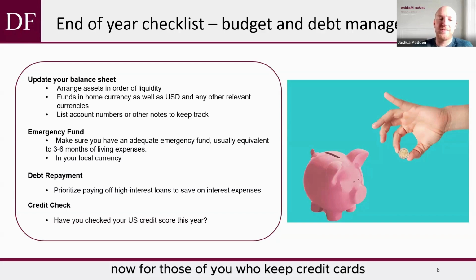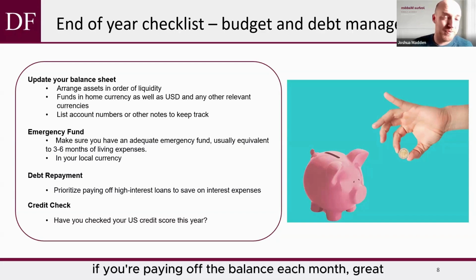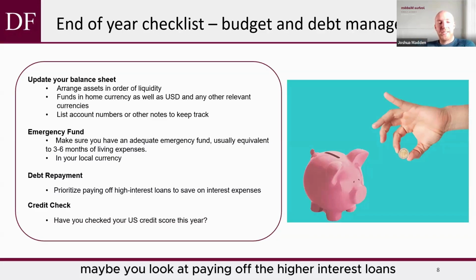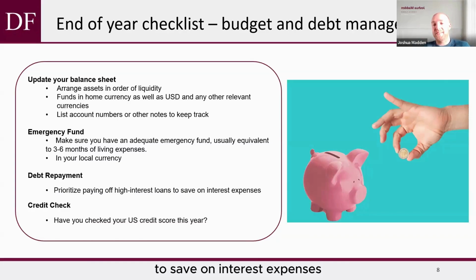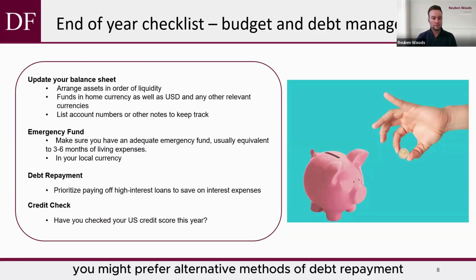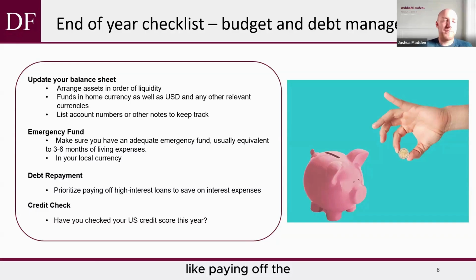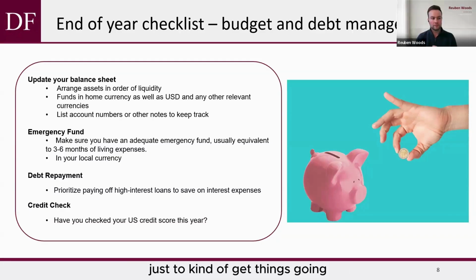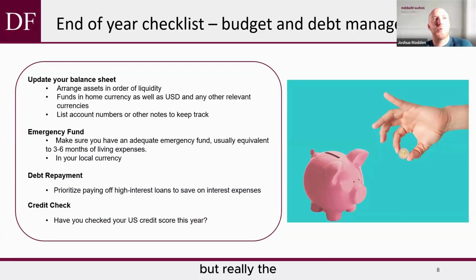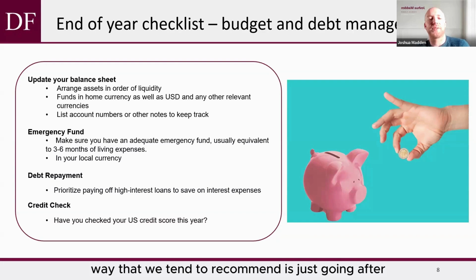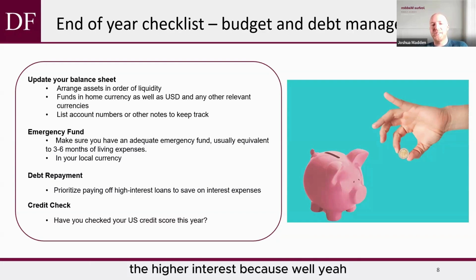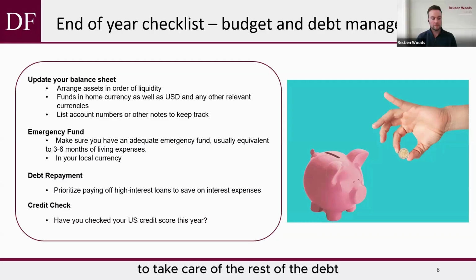Now, for those of you who keep credit cards, if you're paying off the balance each month, great. If you're not, well, maybe you look at paying off the higher interest loans to save on interest expenses. Just making sure you stay on top of those things. You might prefer alternative methods of debt repayment, like paying off not necessarily the higher interest, but whatever is the smallest pieces of outstanding credit card debt you have, just to kind of get things going. But really, the more efficient way that we tend to recommend is just going after that higher interest, because the more you take care of that, the easier it gets to take care of the rest of the debt.